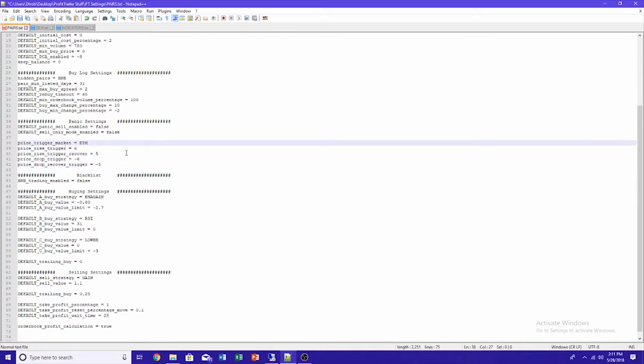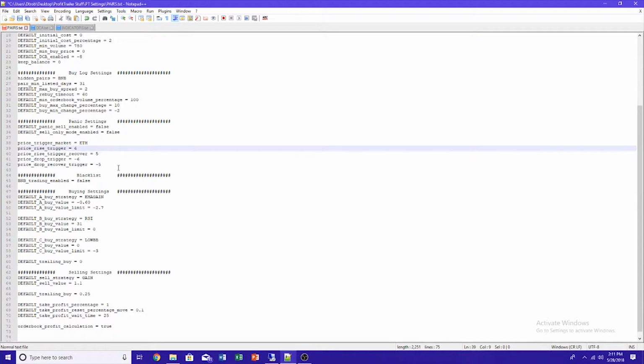And obviously this is for Ethereum, so we put Ethereum. And then the price rise trigger is at 6, so that's 6%. So if Ethereum jumps 6% on the day or above, it will put the bot into sell only mode, because obviously when Ethereum's running, alts are usually dropping. So set that to about 6%. That's personal experience. You can change this if you want, or you could just leave it.